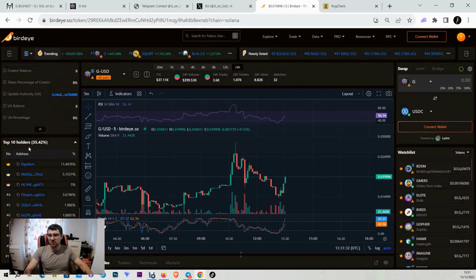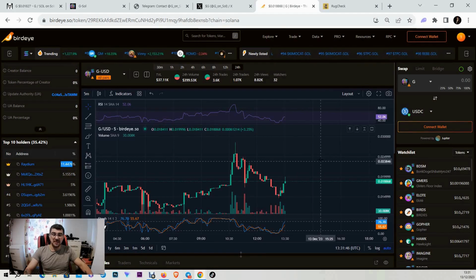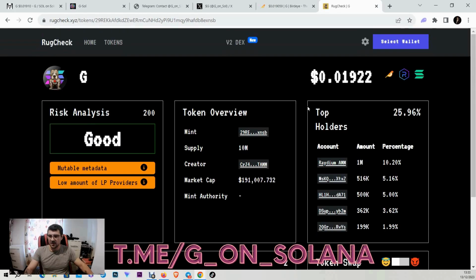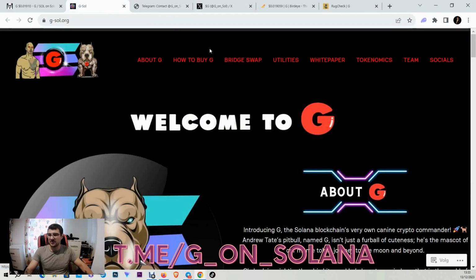Here are the top 10 addresses, 35%, including Raydium, that is the liquidity, with 11%, so 24% in the top 9 addresses. My personal opinion, that's very good. It's not a huge amount. There are people that got in early, there are people that got the pre-sale, but you know, still, you have to do your own due diligence. As you can see, the risk analysis shows good on RugCheck. That's fantastic. Now let's go to their website and have a look.